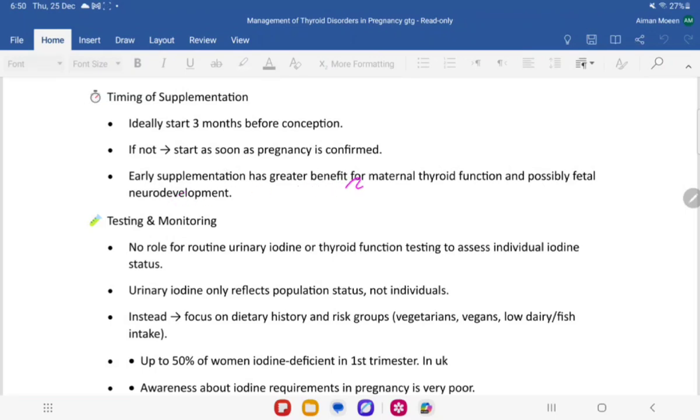Early supplementation has a greater benefit for the maternal thyroid function, because fetal neurodevelopment is possibly dependent upon the maternal thyroid hormones during the first 3 months of the pregnancy. So that's why it is important to start preconception.